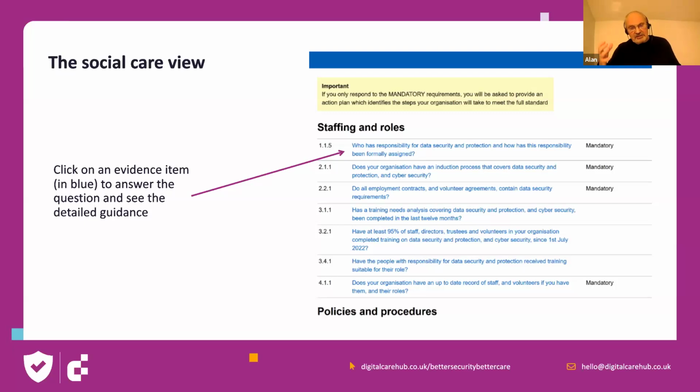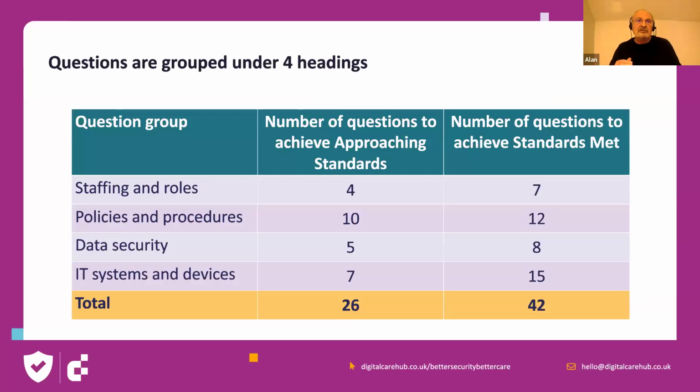So how does the DSPT work? It's divided into four headings, as we can see here: staffing and roles, policies and procedures, data security, and IT systems and devices. Within each of those, there are a varying number of questions. If you're only going to answer the mandatory questions, there are 26 questions in total. If you're going to answer all of the questions to achieve standards met, there are actually 43 questions, although it says 42 on this particular slide.